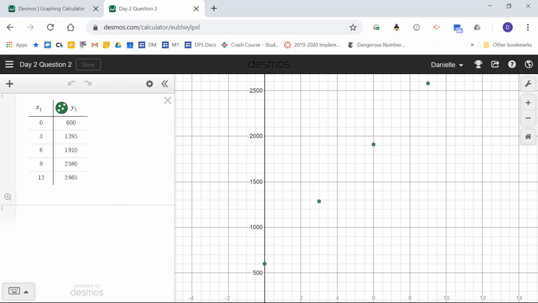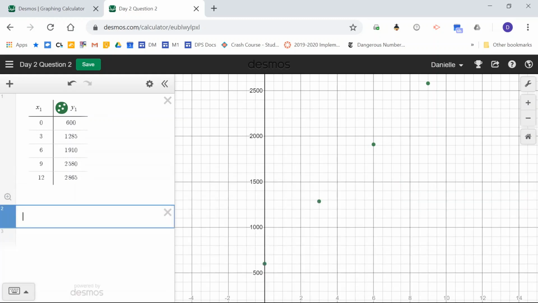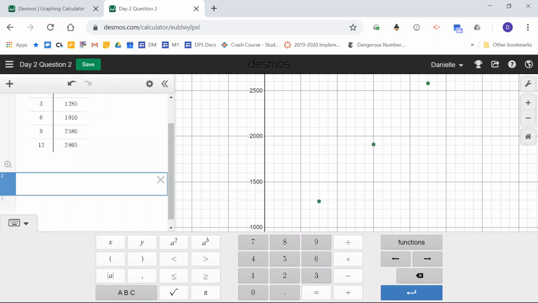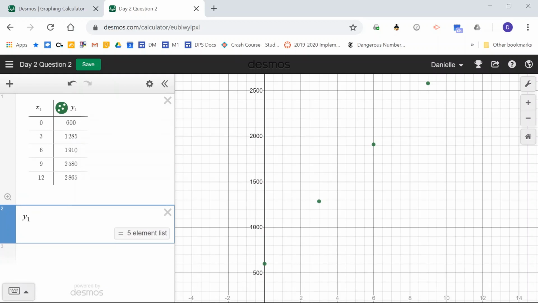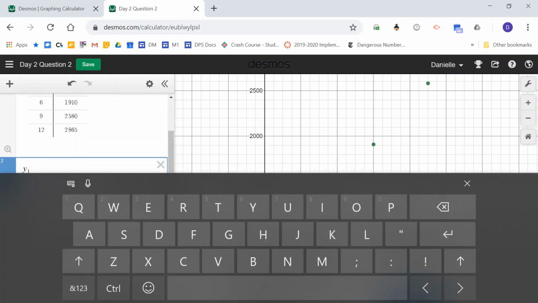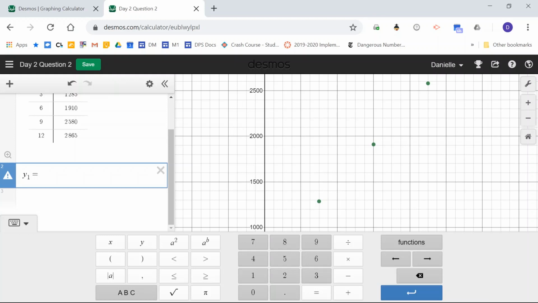So if you notice to the right, we see those points plotted on the graph. How we take this and actually get a regression equation is we go down here to the second option, and we need to tell Desmos that we want an exponential regression equation. So we type in y and then a 1, because that's what it shows up as in our table. It's y subscript 1. If you just type the 1, it'll put it as a subscript for you. So y1 equals, and then we want an exponential equation.